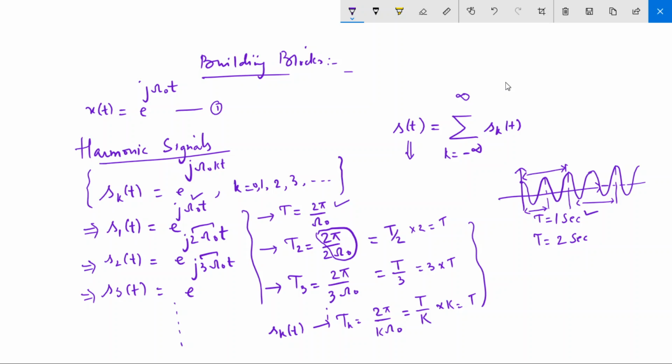So if this signal is repeating with a time period of T, it means this has a time period which is half of this. Like this, suppose this is 2 seconds, this will be 1 second. This is twice of this. Then this is T by 3, one third of this, that is 1 by 3 second, and so on. So what you ultimately get, if you have a linear combination of complex harmonic signals, is a periodic signal at the output, and this signal will have a time period which is 2 pi by omega naught.